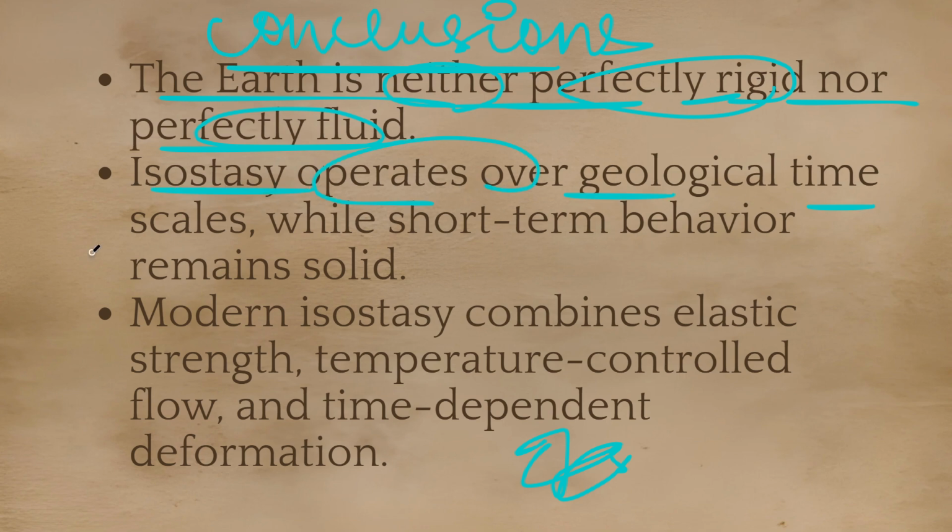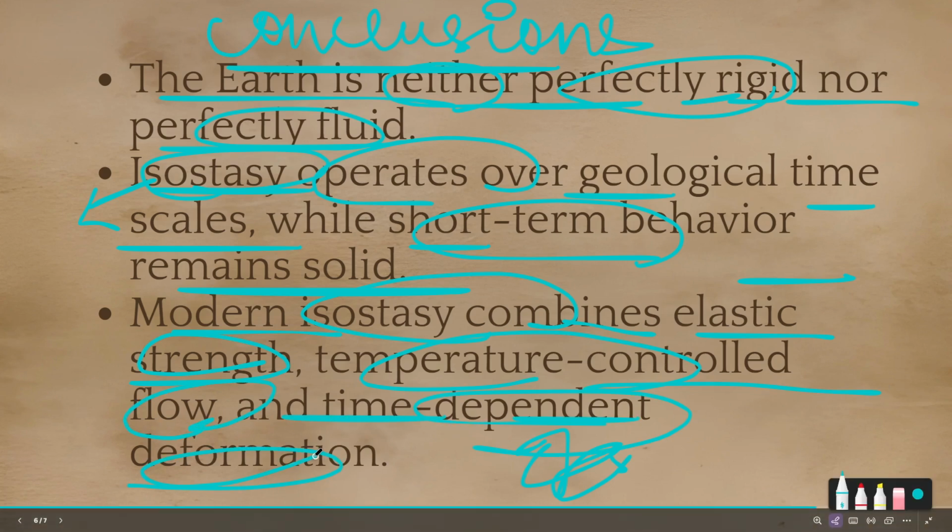Isostasy operates over geological timescales, where short-term behavior remains solid. The point to note is that it is not a days or months process. Isostasy takes years for the crust to adjust itself. So over the long term, Earth's surface is adjustable, but in the short term, it remains solid. Modern isostasy combines elastic strength, temperature control, flow, and time-dependent deformation. So all these things are believed in modern isostasy.